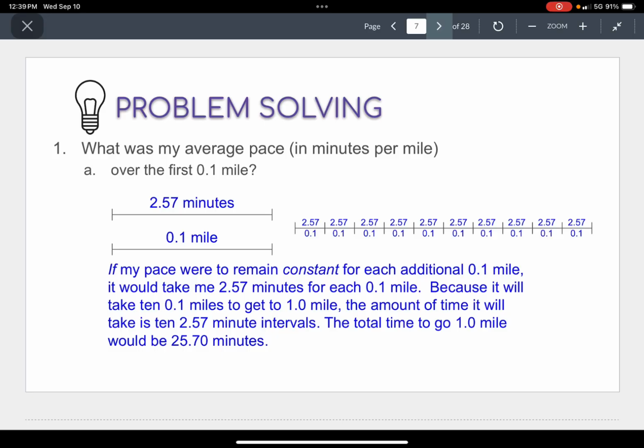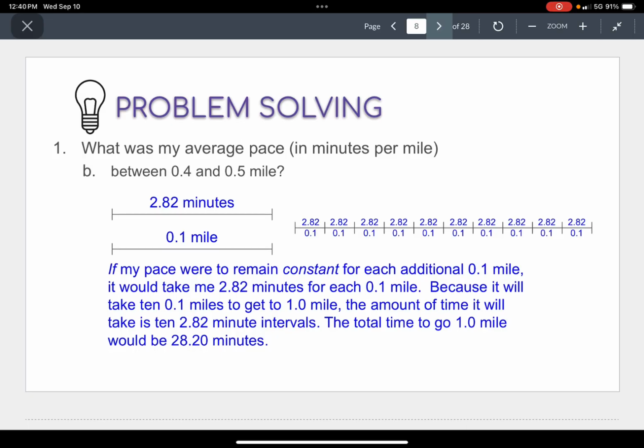What was my average pace in minutes per mile over that first tenth of a mile? We know that that first tenth of a mile took us 2.57 minutes. If my pace were to remain constant for each additional tenth of a mile, it would take me 2.57 minutes for each tenth of a mile. It will take 10 of those for me to get to 1 mile. So the amount of time it will take will be 10 times those 2.57 minute intervals. In other words, the total time to go 1 mile would be 25.7 minutes. Again, that assumes that my pace were to remain constant for that next 9/10 of a mile to get to a full mile.